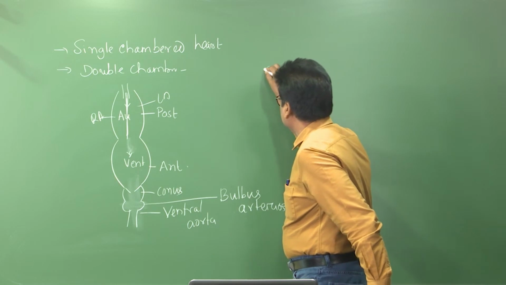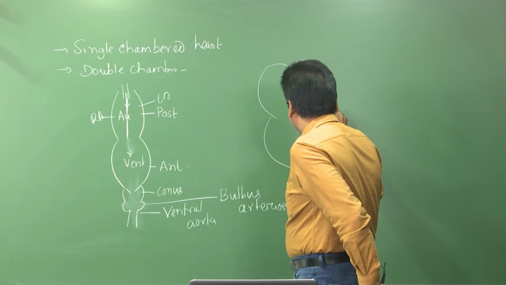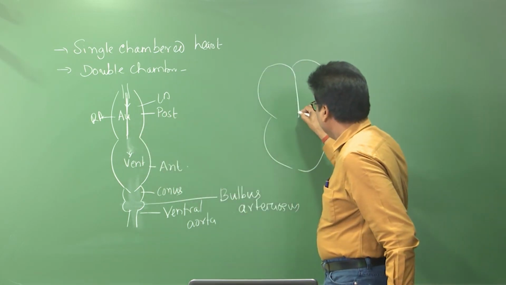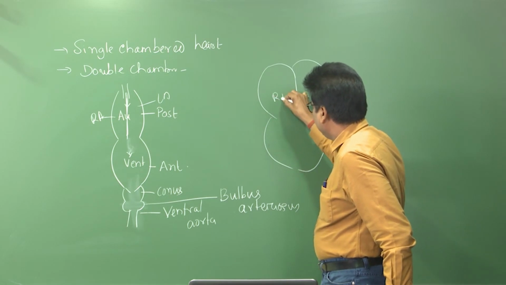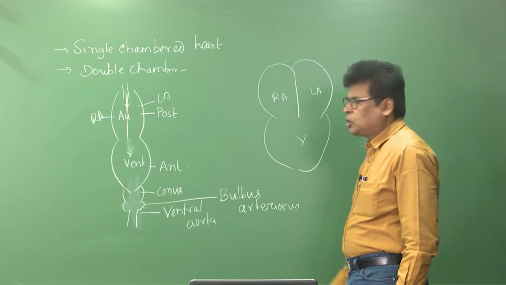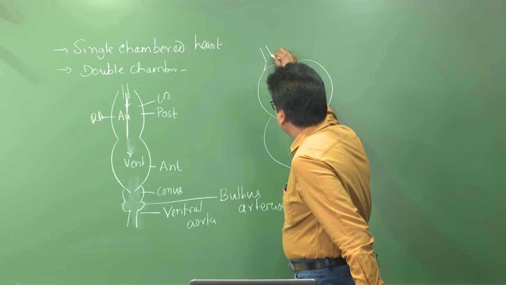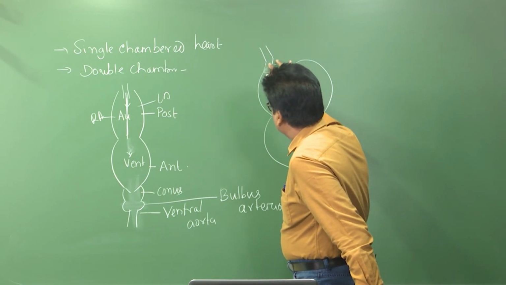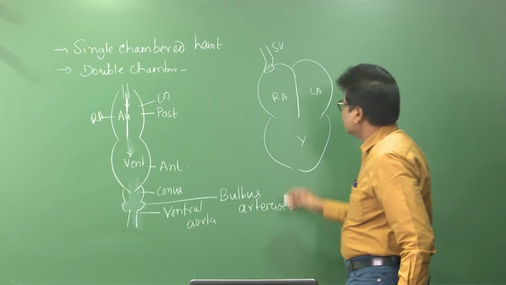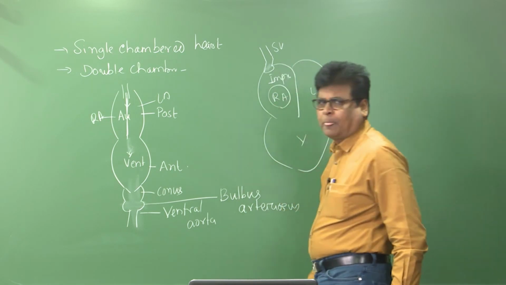For example, you see this is the structure of the heart. This is the atrium or auricle, and now this auricle is divided into the right atrium and the left atrium. And a single ventricle is there. Now the venous blood through the sinus venosus comes into the right atrium, where the sinus venosus is communicating. That means the right atrium collects the impure blood.